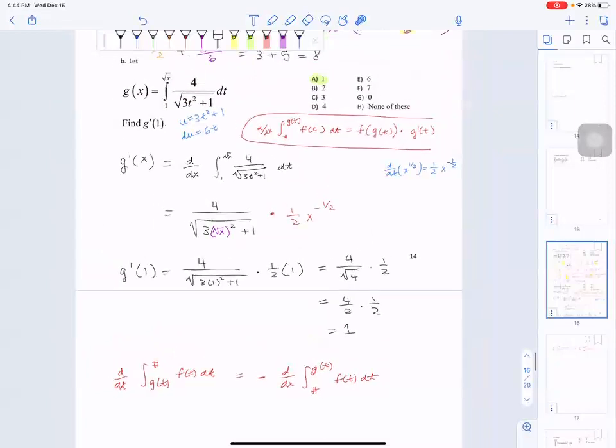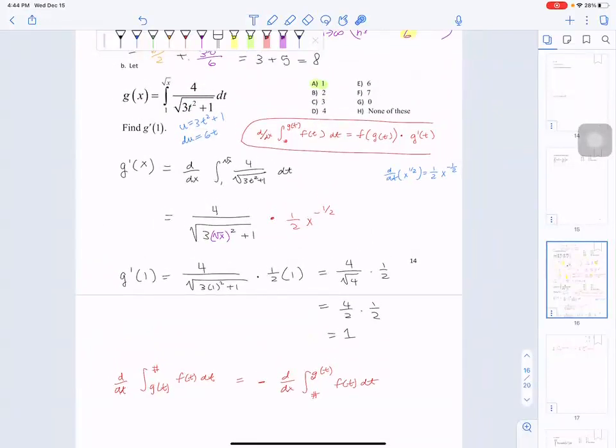Okay, any other questions on part B or this question? Wait, so if it ended up being the bottom part, would it just end up being a negative version of what we got? Yes, so it'd be negative 1. Any other questions on part B? Okay, other questions on this exam?